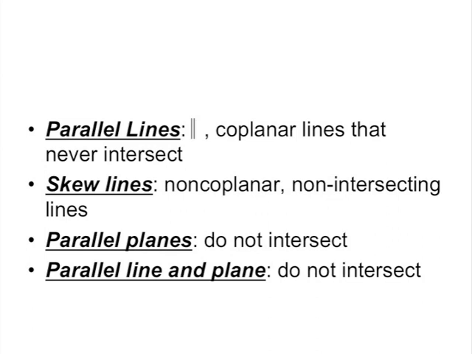Parallel planes are planes that don't intersect. If I have a parallel line in a plane, it's a line in a plane and they don't intersect each other. But when we define parallel and skew, we need to think about that characteristic of either being in the same plane or not being in the same plane.